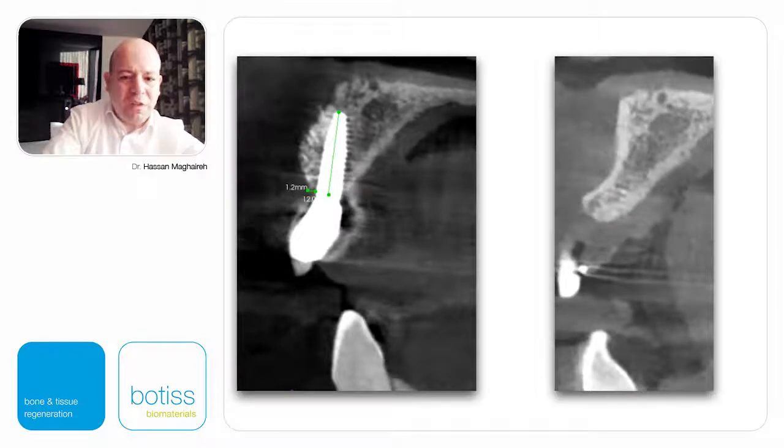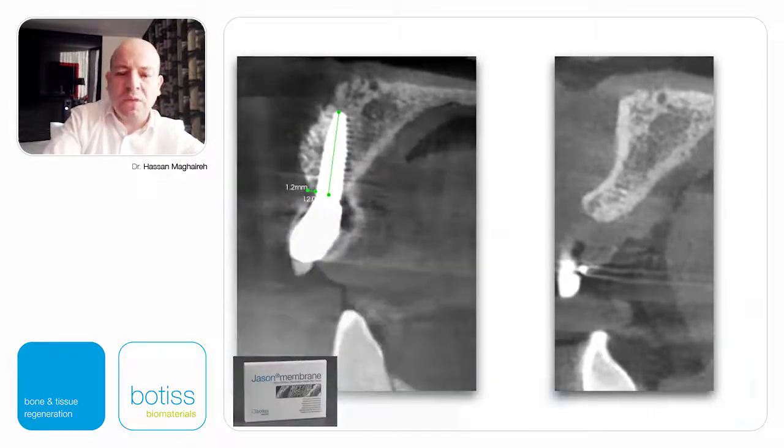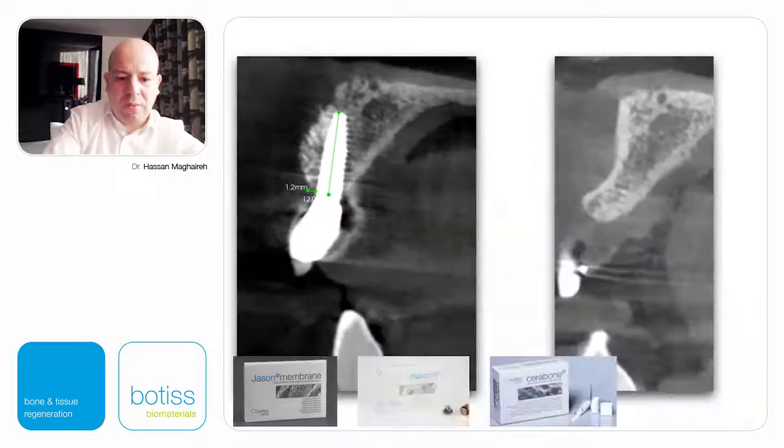This is where we started. And just to remind you, this is the undercut we had. With using the correct sequence, the correct guided bone regeneration materials, the correct techniques, we've got good long-term results. And this is what really matters.